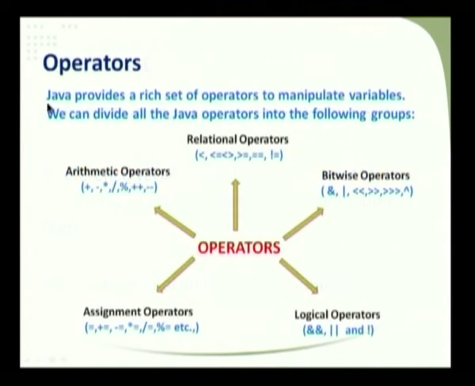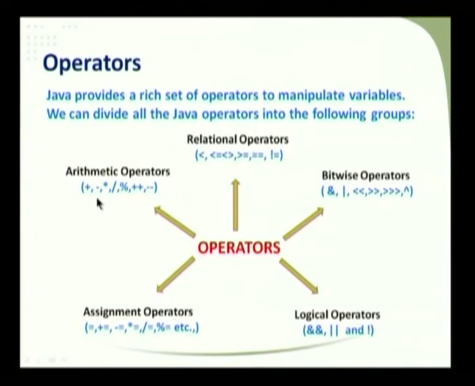So, next we will look into what are all the operators we have. Java provides a rich set of operators to manipulate the variables. We can divide them into the following groups: arithmetic operators, relational operators, bitwise operators, logical operators and assignment operators. Arithmetic operators I need not explain because you know the basic arithmetic operators. Here we have plus, minus, multiplication, division, modulo, and then unary plus and unary minus.